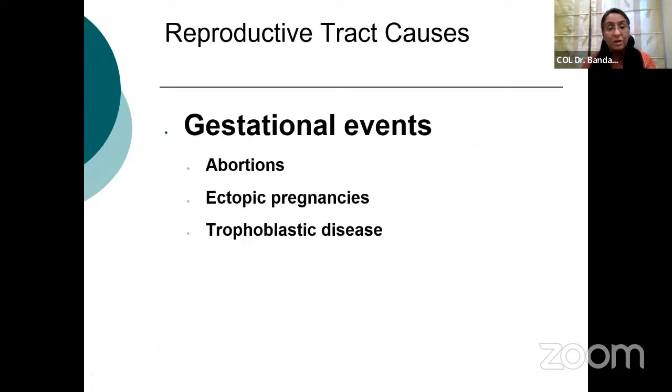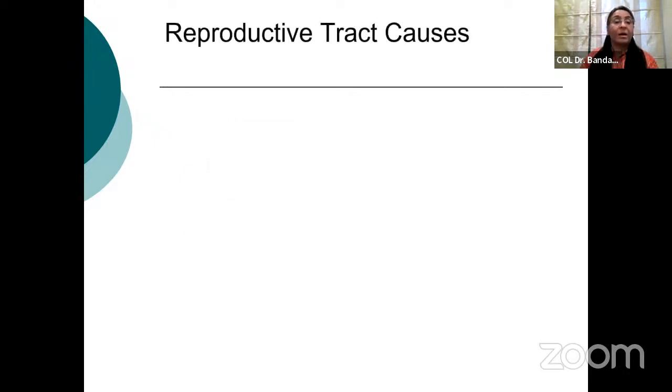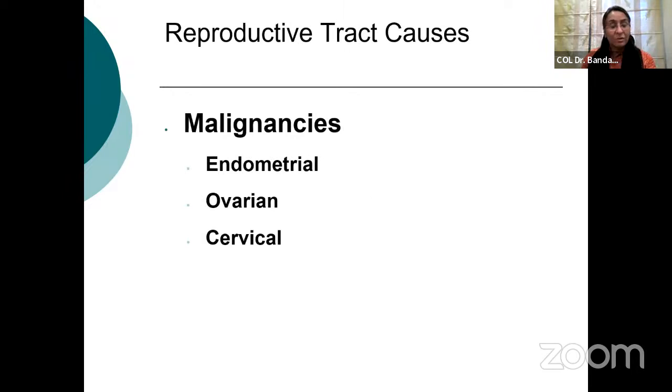Gestational events which can lead to an abnormal bleed can be abortion related, can be related to an ectopic pregnancy, or even gestational trophoblastic disease. Further, malignancies which cause abnormal uterine bleeding can be related to the entire genital tract, which could be endometrial, ovarian and cervical cancers, the commonest being endometrial and cervical cancers, which give rise to abnormal uterine bleeding.